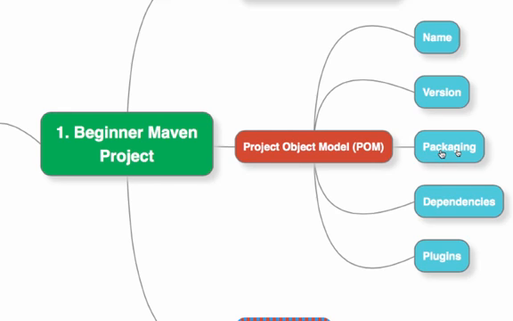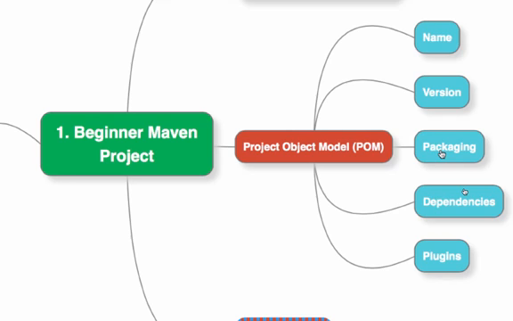Packaging is nothing but how I would want to deliver my project. Whether it's a jar, whether it's a web application, and then it's a WAR. If it's an enterprise application, it's an EAR. So packaging defines what kind of a deliverable that we want to give. Whether it's a POM, an EAR, a jar, or a WAR.